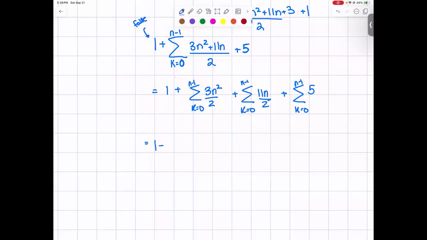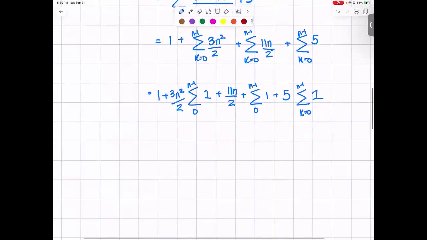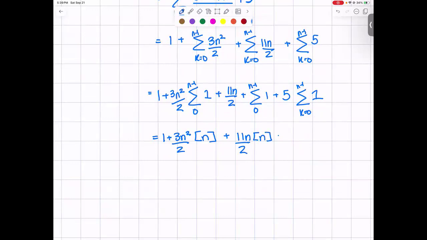So let's do that. Let's do 1 plus 3n squared over 2 with the sum from 0 to n minus 1 of 1. Let's pull out that 11n over 2 and do the exact same thing. And then we can pull out that 5 as usual, with k equals 0 to n minus 1. And now we can just do our calculation. So as we know, this is going to be n, this is going to be n, and this is going to be n. I'm not going to do those calculations right now because we've seen them lots of times at this point. We'll do this, we will go ahead and do the next one, and we'll do the last one.